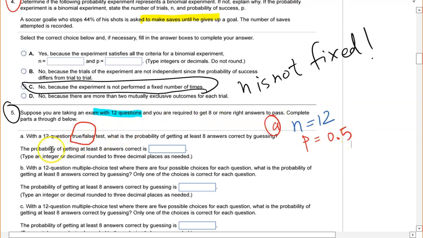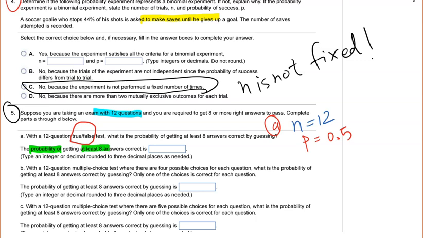And here the question is asking, what's the probability of getting at least 8 correct answers? What do you mean at least 8? It means 8 or more. Therefore let's write it down this way: probability X greater than or equal to 8.